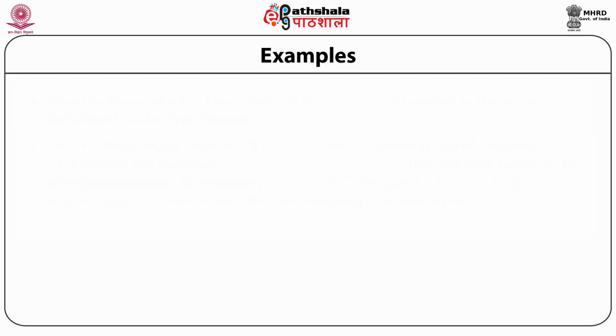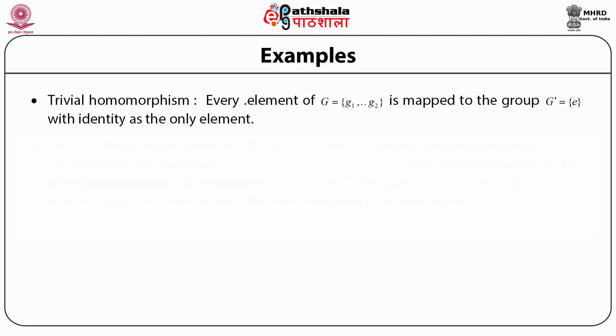We will now discuss some examples of mapping, and mapping which is homomorphic and isomorphic. To begin, suppose every element of the group G, that is g1, g2, etc., is mapped to the group G prime, whose only element is the identity. Then this is an example of a trivial homomorphism.